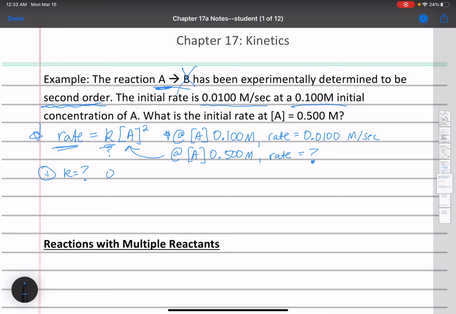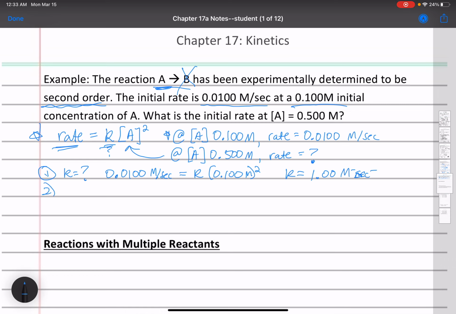So the rate that we were given, 0.0100 molarity per second, equals K times the concentration of 0.100 molar squared. And we solve for K. I'm not going to do all the rearrangements, I'm just going to tell you K equals 1.00 inverse molarity times inverse seconds.